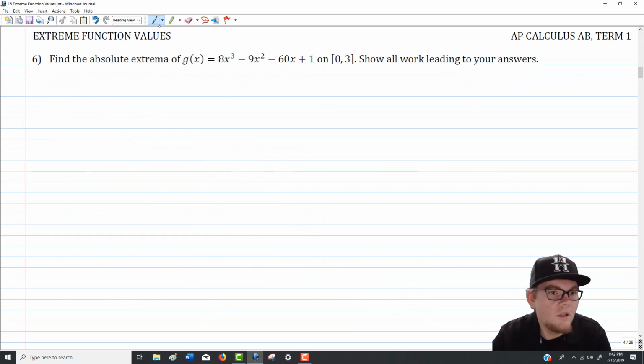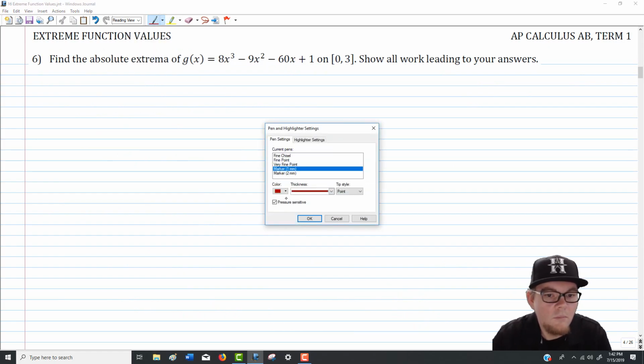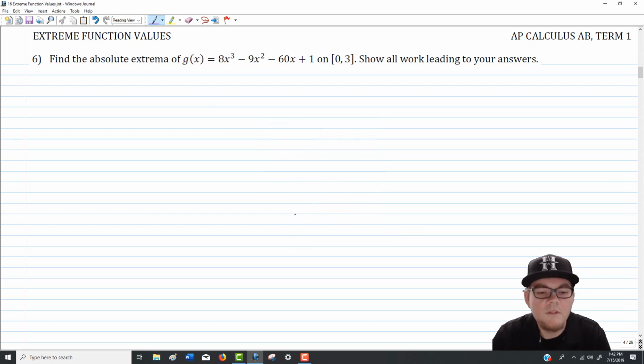Okay, question number 6 is our next point of attack. And this moves us away from just simply finding critical numbers to starting to look at expressions themselves. So in 6, we are instructed to find the absolute extrema of g of x equals that polynomial on 0 to 3. And we're supposed to show all of the work that leads to our answers.